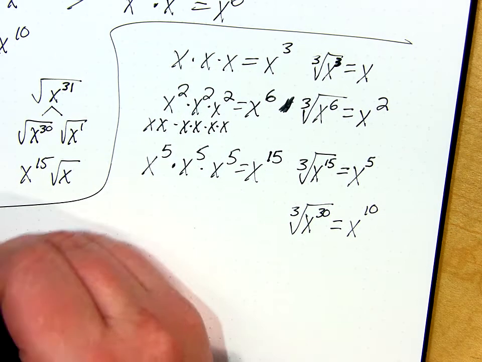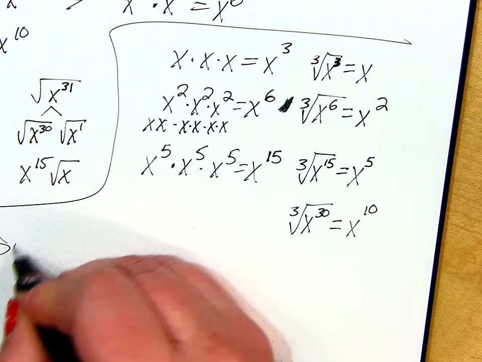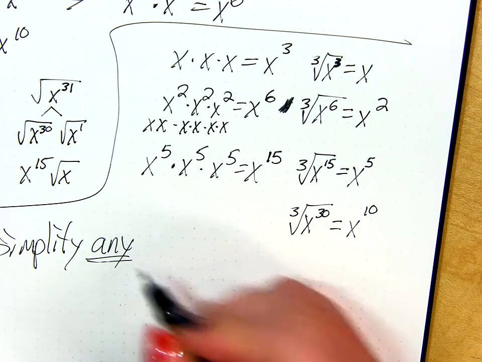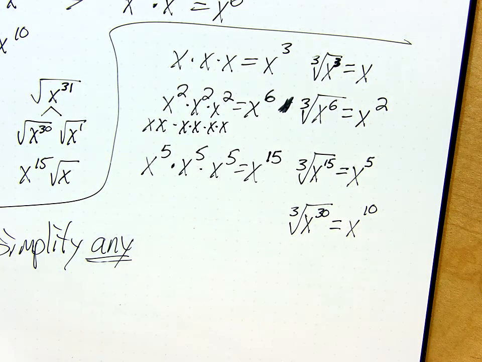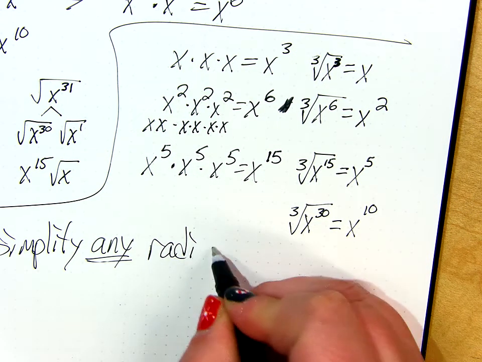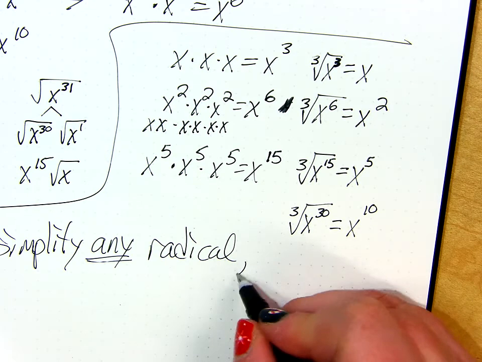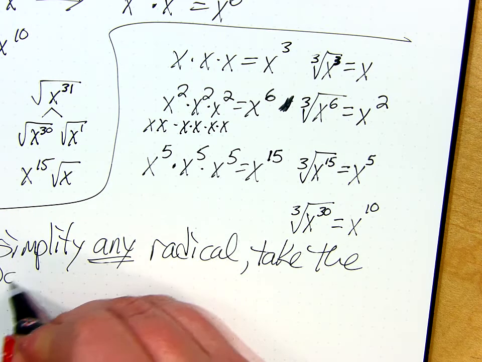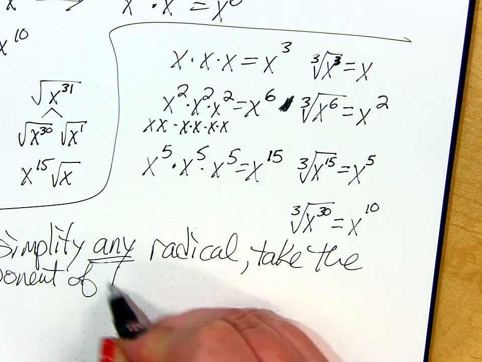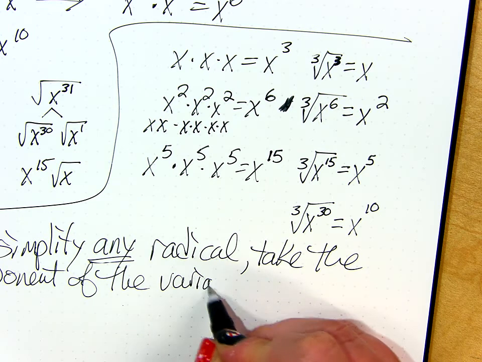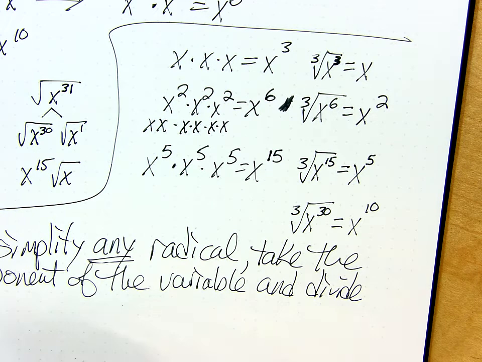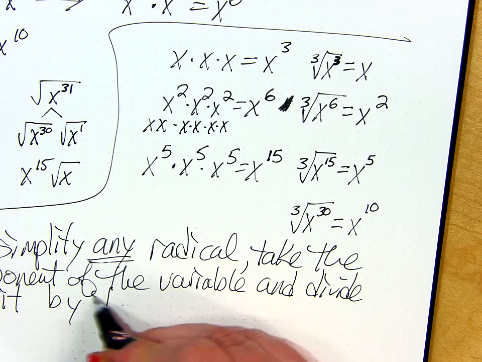Okay? So let's put a big star here. To simplify any radical, because that same thing is true whether you're doing a fourth root, a fifth root, a 10th root, it doesn't matter. To simplify any radical, take the exponent of the variable and divide it by the index.